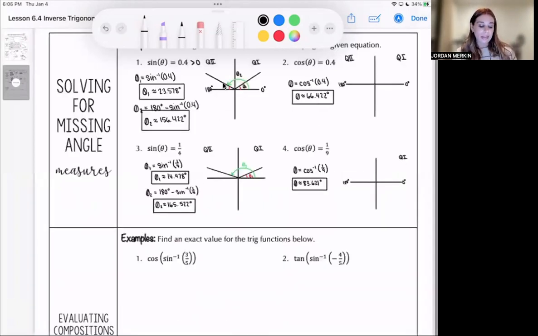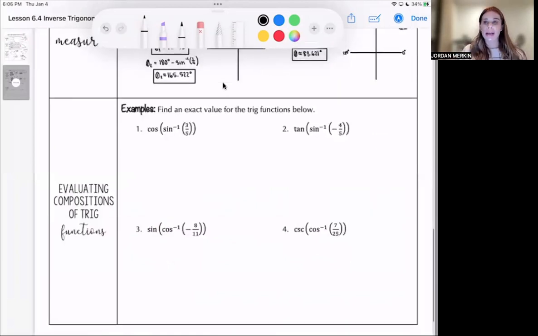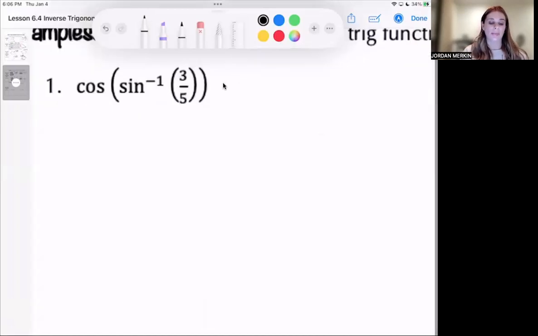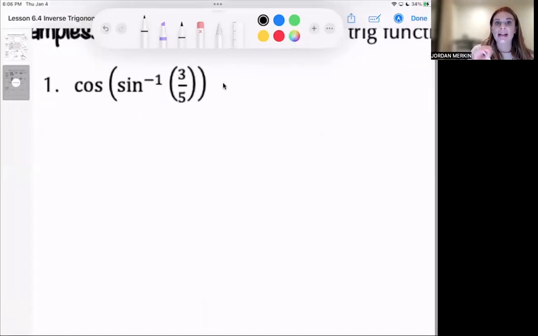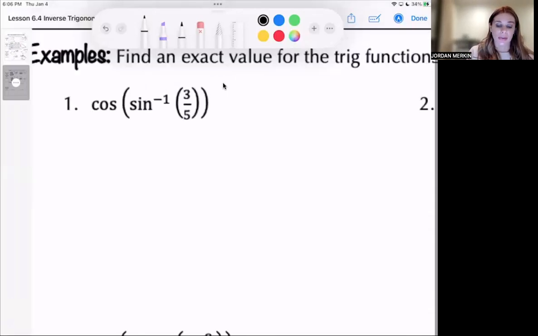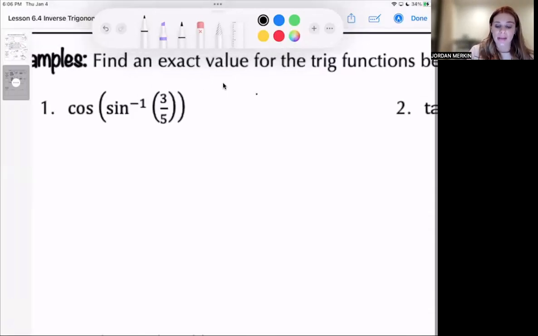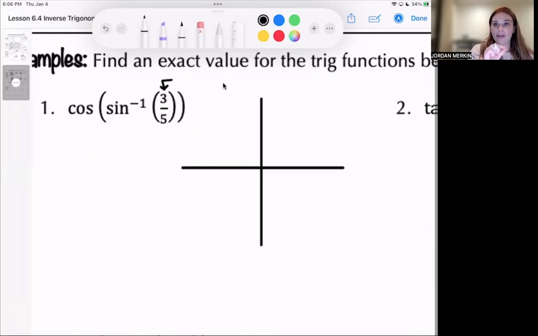Okay, in the next section, we're evaluating compositions of trig functions. So let's take a look at number 1. We're trying to find cosine of inverse sine of 3/5. Okay, here's my recommendation. Draw a picture. Now, because we're taking inverse sine of a positive, guess what? Your angle is in quadrant 1 because inverse sine lives in quadrants 1 or 2. And you can use that to draw a reference triangle.